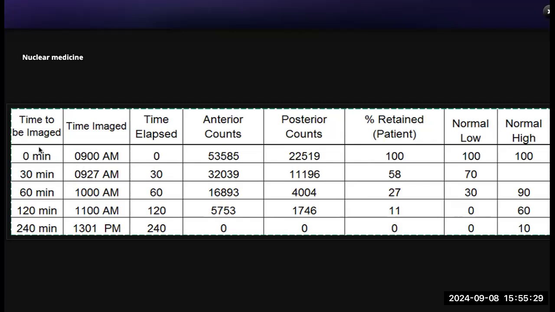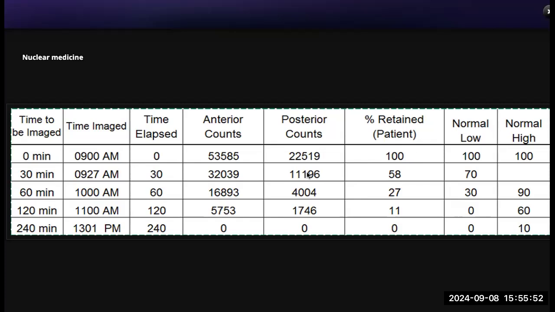And as you can see in this chart, it is going down. By the time it's 240, it is 0. That means it's completely gone from the stomach. The percentage of retention within the patient's stomach is 0 at the end of 240 minutes. So this was a completely normal scan. Even though he's diabetic, this was a normal scan.